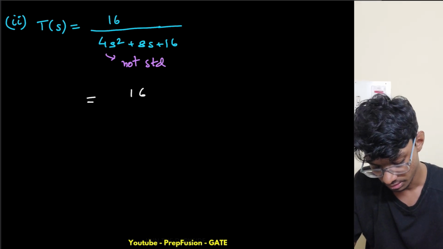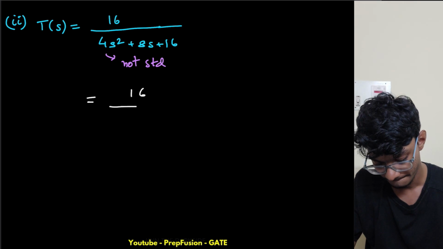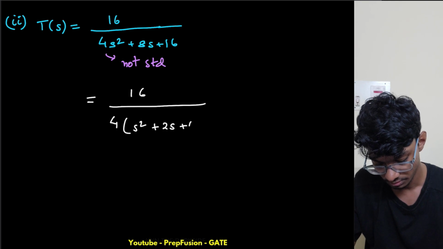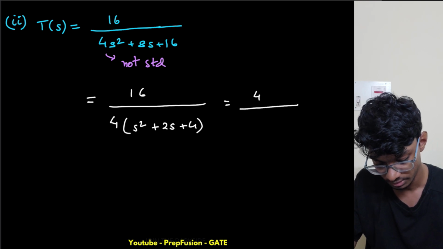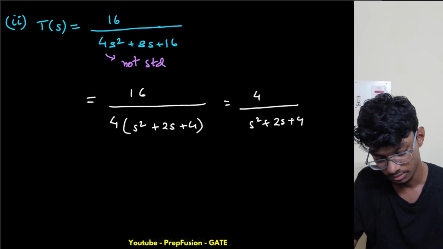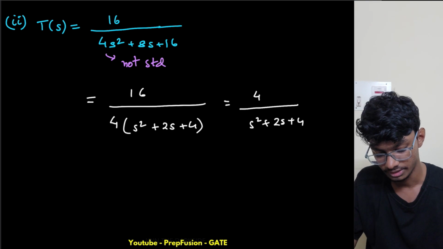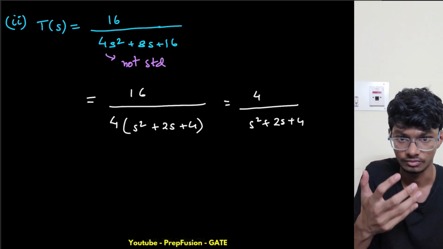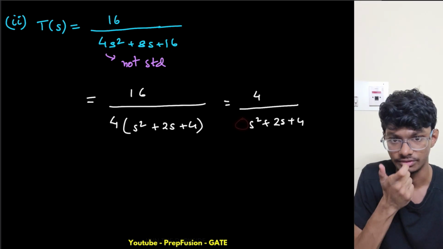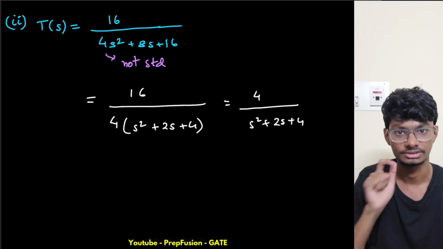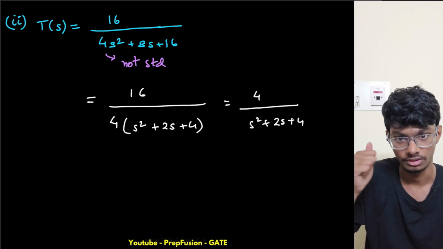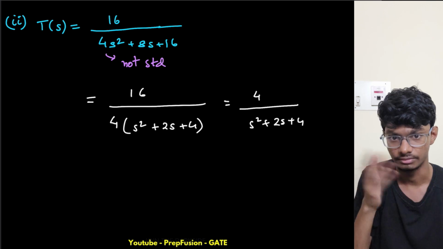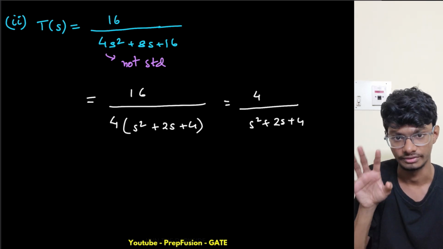So I take 4 common, this is s square plus 2s plus 4. So what I get is 4 divided by s square plus 2s plus 4, right? So again this is the standard format, these are matching. So the DC gain is 1, obviously, and the coefficient of s square is also 1. I also forgot to tell you previously that for the standard format the coefficient of s square will be 1. Like during the mechanical system I told you, I divided by that term in the second order differential equation.